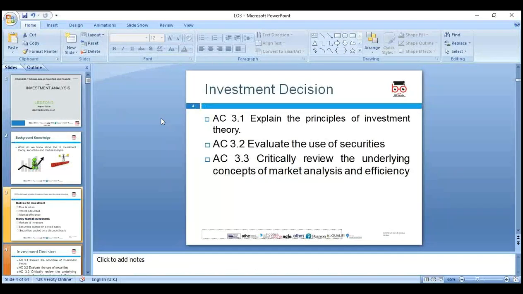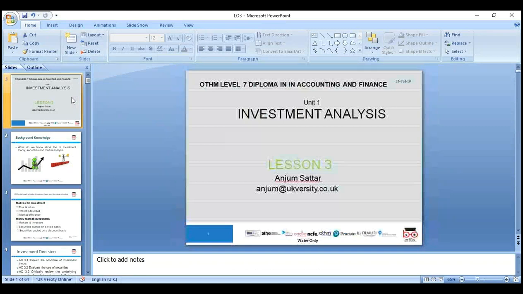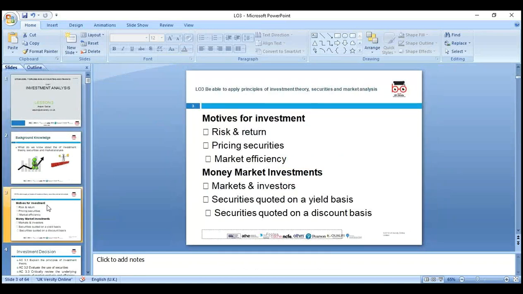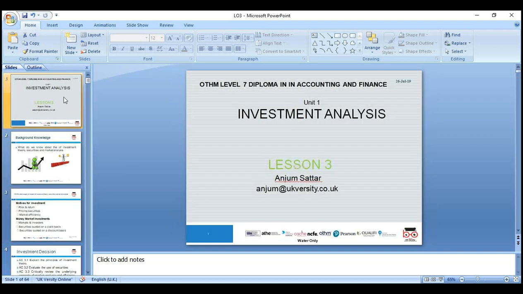Okay, so welcome, as you know, we'll finish with a bit of a recap. Today we discussed types of security, return and risk and return, pricing securities, strong, weak, and semi-strong form of market efficiencies, market and investor quoted yield basis and discounted basis, all we discussed during this lesson. If you have any question, please drop me an email. Hope I will speak to you all next lesson.